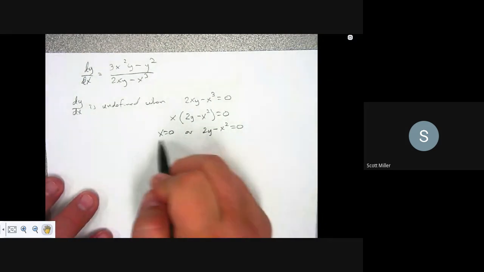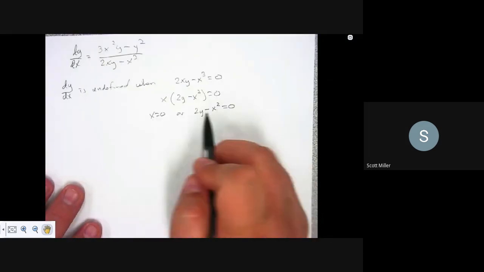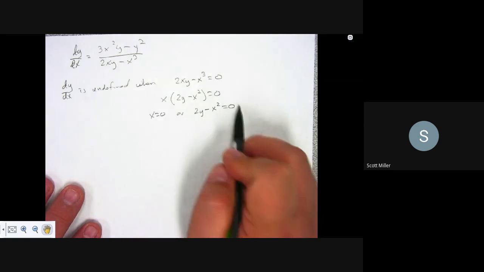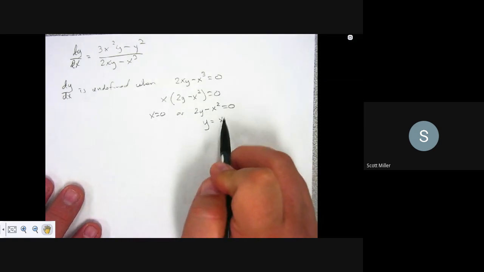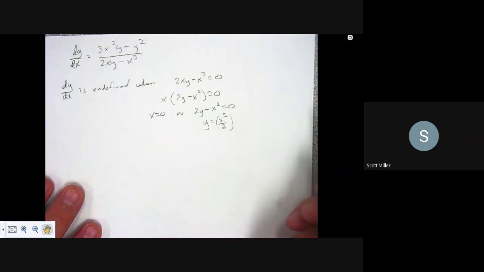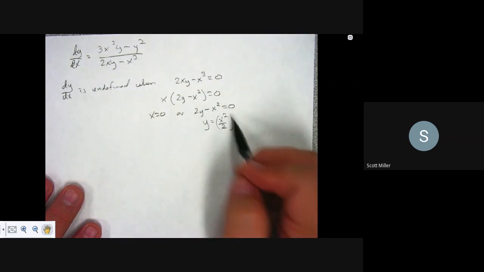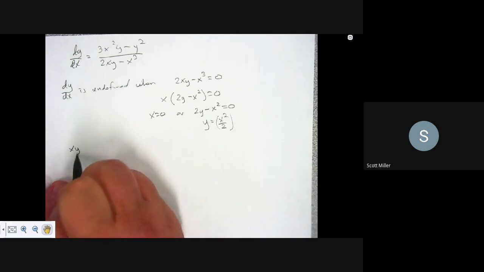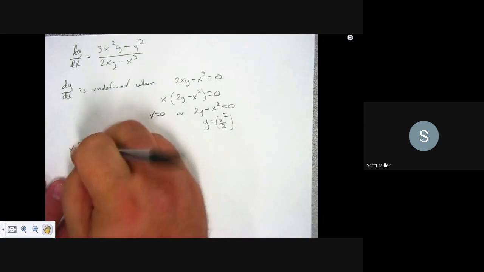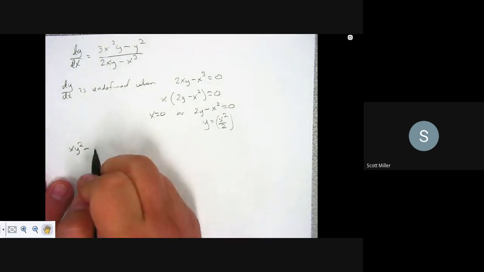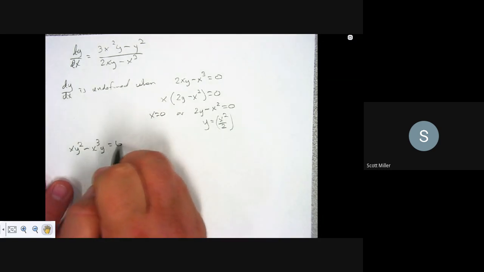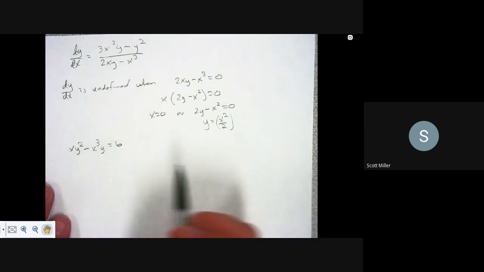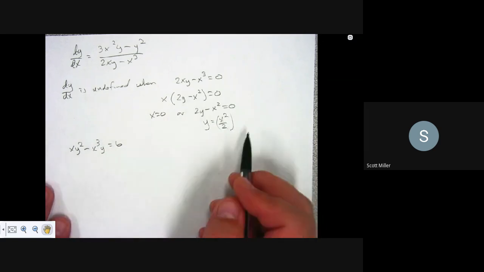There's one answer right there, x equals 0. I need to look for an answer in this other one. So I'm going to solve for y. I'm going to add the x squared and divide by 2. So y is x squared divided by 2. Okay? So that's a y value. So I can go back to the original equation, which was this right here, minus x to the third y equals 6. Take that y value and plug it in to find an x coordinate for that y.